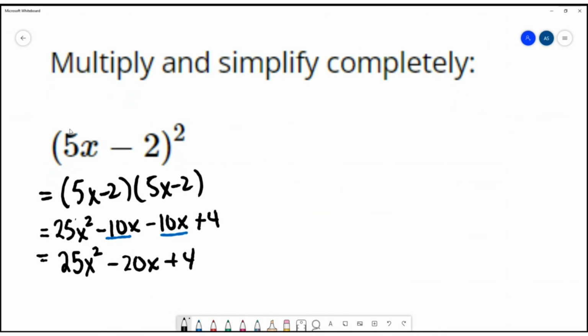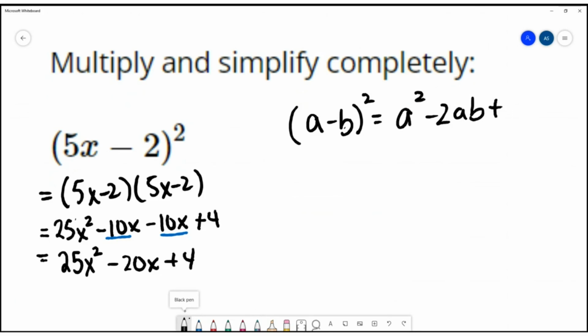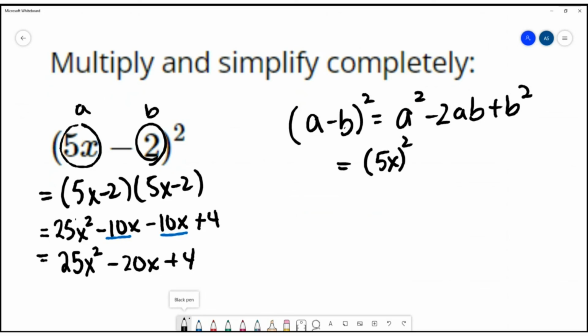There's one other way that you could approach simplifying this, and that is using the special patterns for binomial squared. So you could have memorized that a minus b squared is a squared minus 2ab plus b squared. In this example, a would be 5x and b would be 2. So if you have that special pattern memorized, a squared, that's 5x squared, b squared, that's 2 squared.